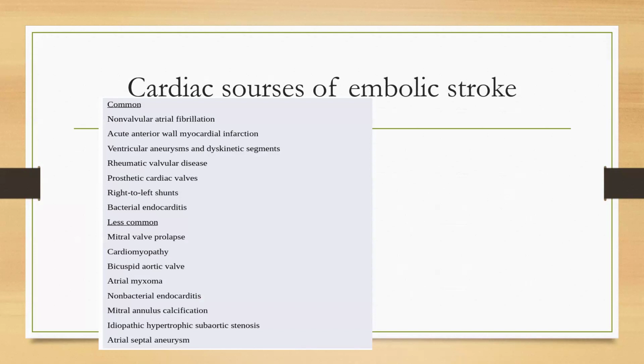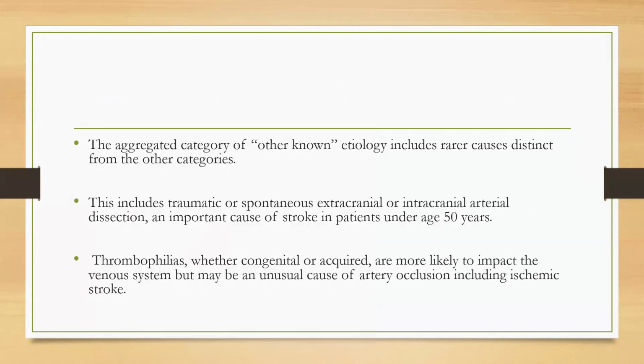These are the cardiac sources of embolic stroke, and the common ones are nonvalvular atrial fibrillation, acute anterior wall myocardial infarction, ventricular aneurysm and dyskinetic segments, rheumatic valvular disease, prosthetic cardiac valve, right to left shunt, and bacterial endocarditis. And less common are mitral valve prolapse, cardiomyopathy, bicuspid aortic valve, atrial myxoma, nonbacterial endocarditis, mitral annular calcification, idiopathic hypertrophic subaortic stenosis, and atrial septal aneurysm.